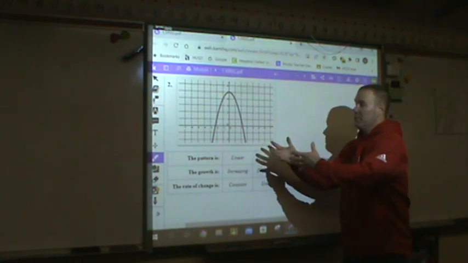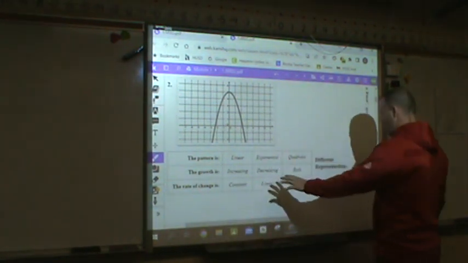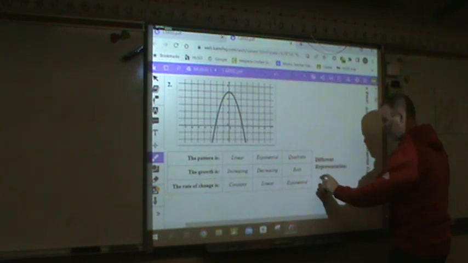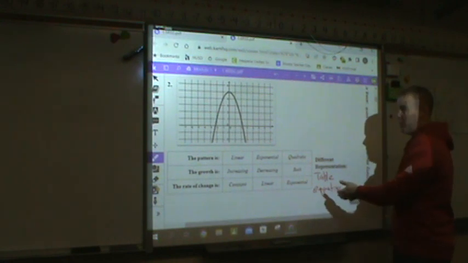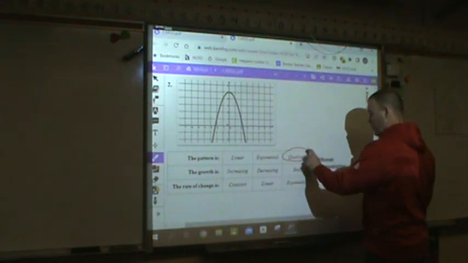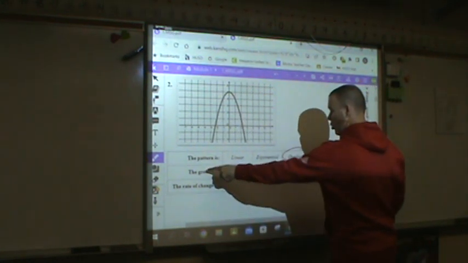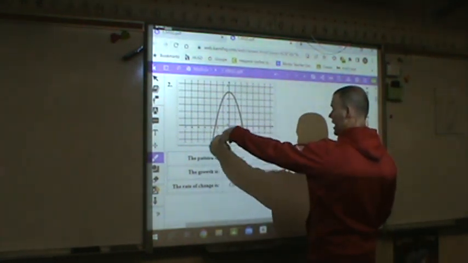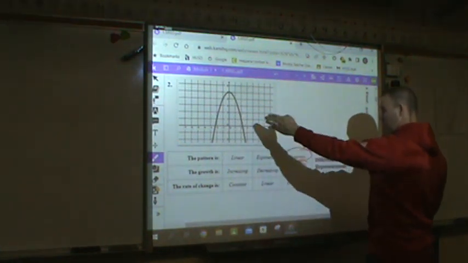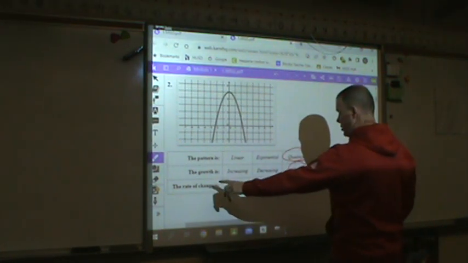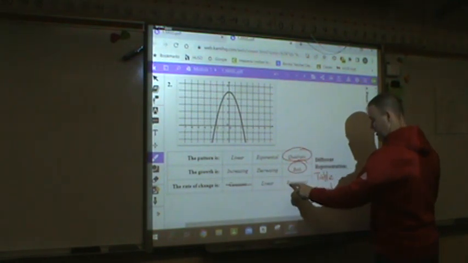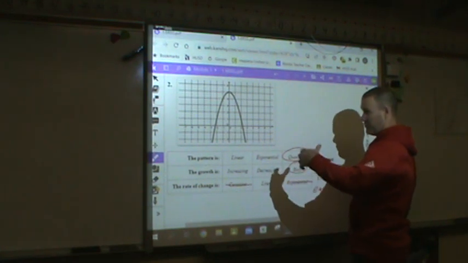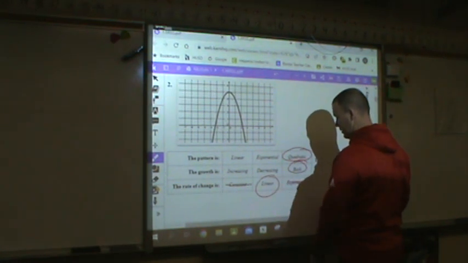Well, what do they give me? They give me a graph. So the other two different representations that I'm going to come up with are a table or an equation. This, you better tell me it's quadratic. Why? Because it's a parabola. What growth is happening? The growth that is happening is both increasing and decreasing in this particular case. The rate of change of a quadratic function is not constant, because that was linear. It's not exponential because the rate of change of an exponential function is exponential, so it has to be quadratic.